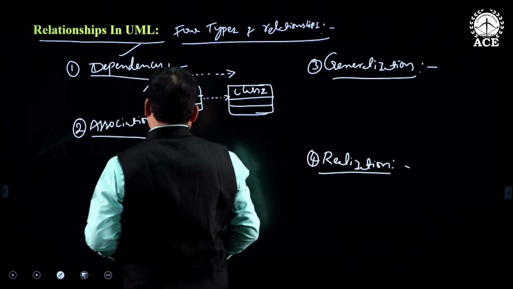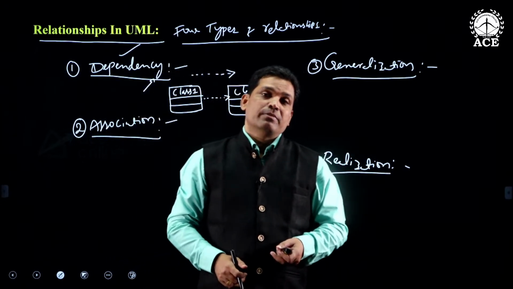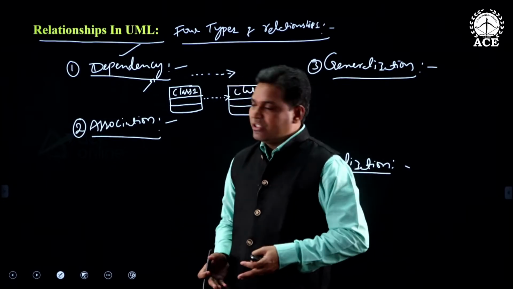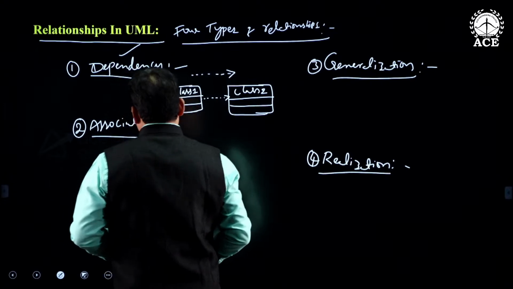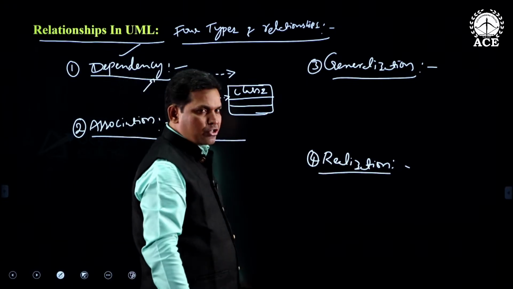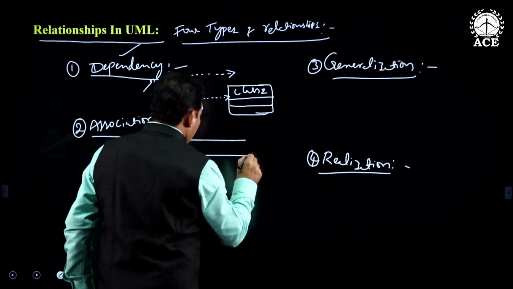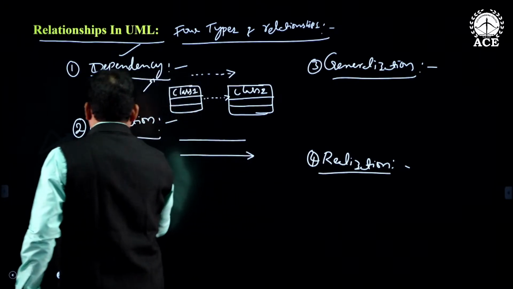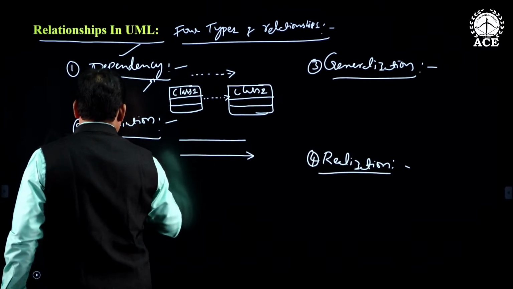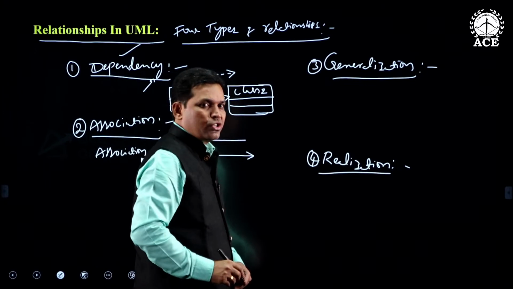And the association relationship. What is the importance of the association relationship in UML? The association relationship can establish links between two classes or among multiple classes. What is the graphical representation of association in UML? This is the graphical representation of association. Association can also be represented with an association navigation arrow. We call it association navigation. So this is the importance of the association relationship.